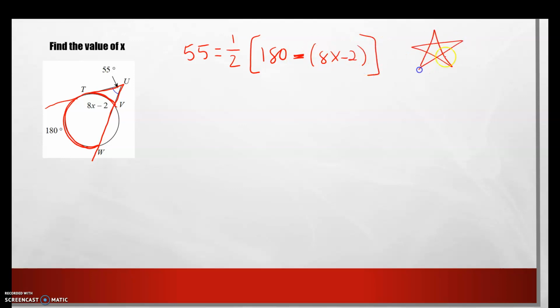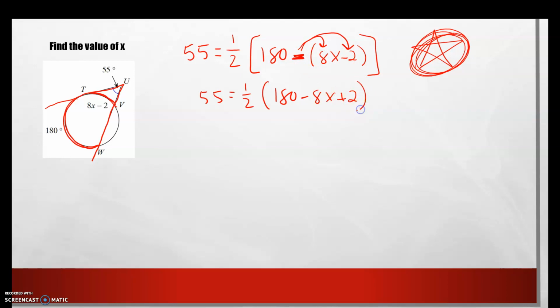Now this is really, really important. When you are subtracting, and you have two terms like this, you have to distribute. So you're going to get 55 is equal to 1/2 of 180 minus 8x, and negative times negative 2 is going to be positive 2. That's where everybody makes their mistake right here. They forget to distribute it. So make sure you do that when you are subtracting.